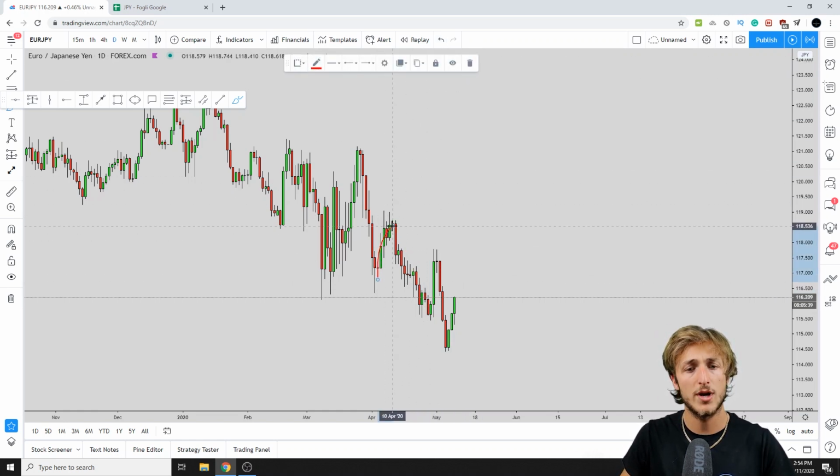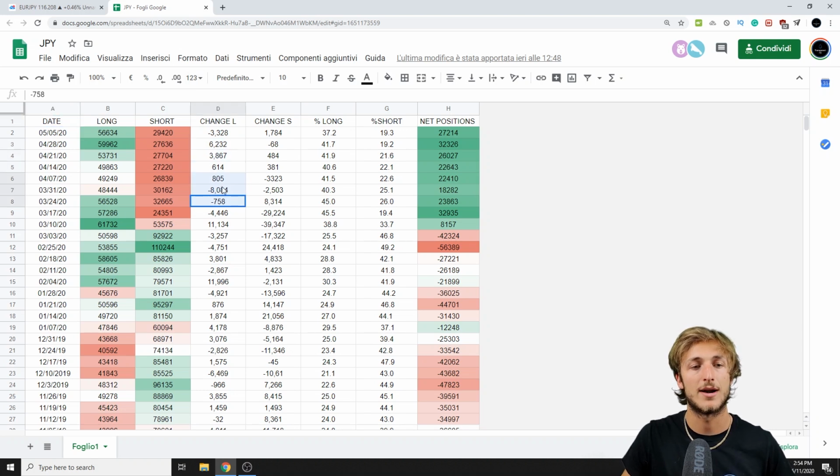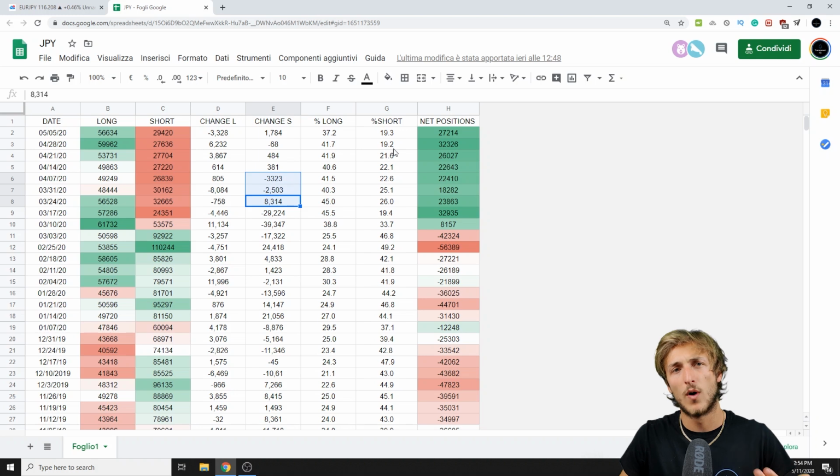But what did we have during this retracement? If we go and see what we had from a COT perspective, we could already see that hedge funds were adding thousands of long positions and closing thousands of shorts. Now, why do you expect hedge funds, during a retracement, to be adding longs and closing shorts on the JPY?